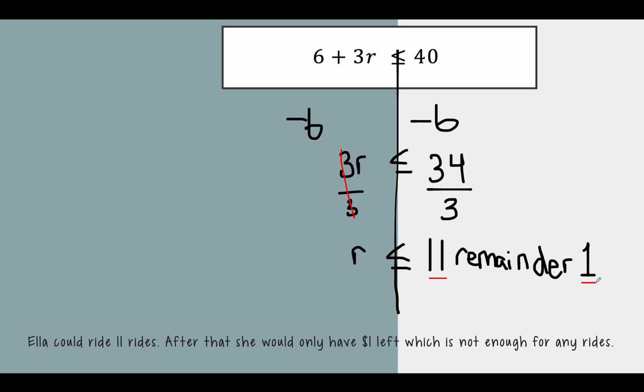Now, you could put this in fraction form, or you could put it in decimal form. The reason I decided to write it out as a remainder of 1 is to think about how the problem is written. We're talking about money. So she could ride 11 rides, and after that, she's going to have $1 left over. So that's why she's remainder 1. We have $1 left that is not enough for any rides, but maybe it's enough for a Coke or a pretzel or something at the state fair. So that's how that problem is written.